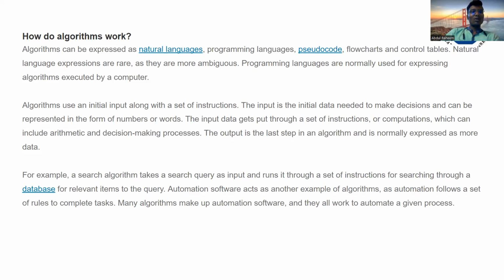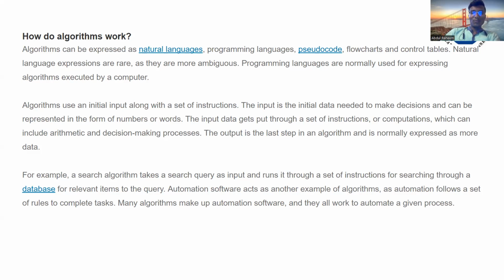How do algorithms work? Algorithms can be expressed in a neutral language: programming languages, pseudocodes, flowcharts, and control tables. Natural language expressions are rare as they are most ambiguous. Programming languages are normally used for expressing algorithms executed by computer. Algorithms use an initial input along with a set of instructions. The input is initial data needed to make decisions and can be represented in the form of numbers or words.